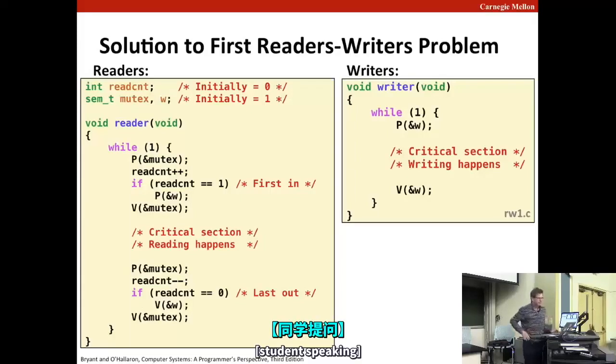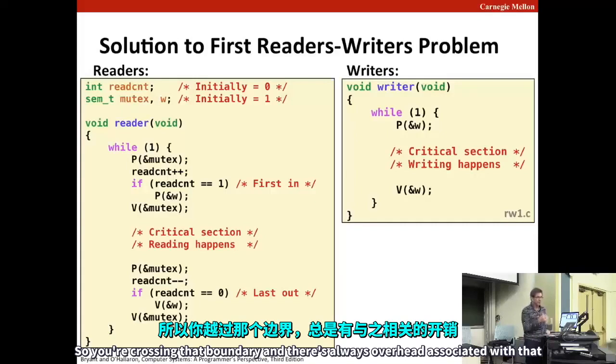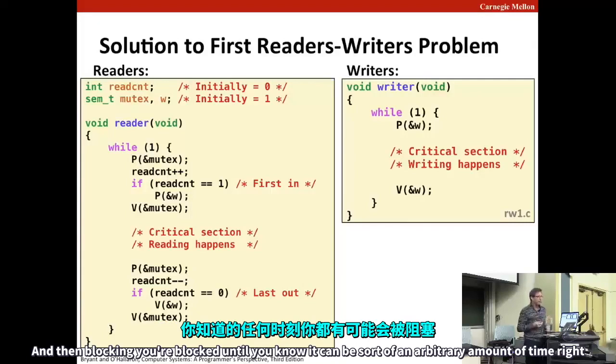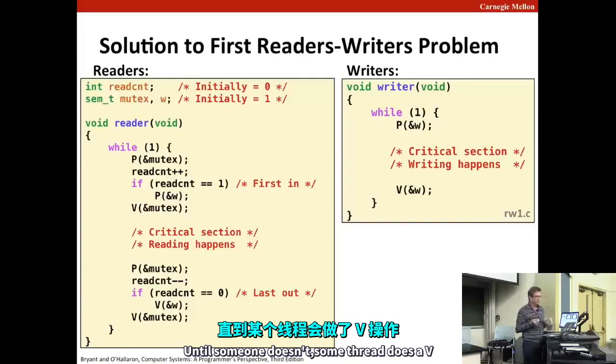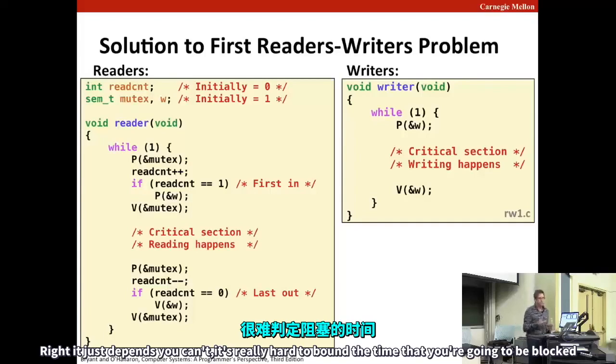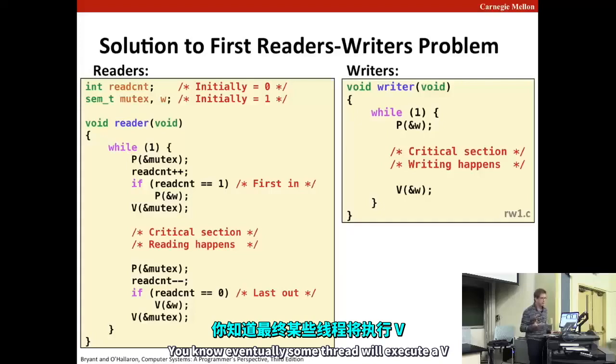Question: is blocking slow? It can be. It depends. First of all, you're making a call into the kernel, so it's a system call. You're crossing that boundary, and there's always overhead associated with that. And then when blocking, you're blocked for an arbitrary amount of time until some thread does a V. So yes, it can be slow. It's really hard to bound the time that you're going to be blocked. If you write the program correctly, eventually some thread will execute a V and you'll be unblocked.